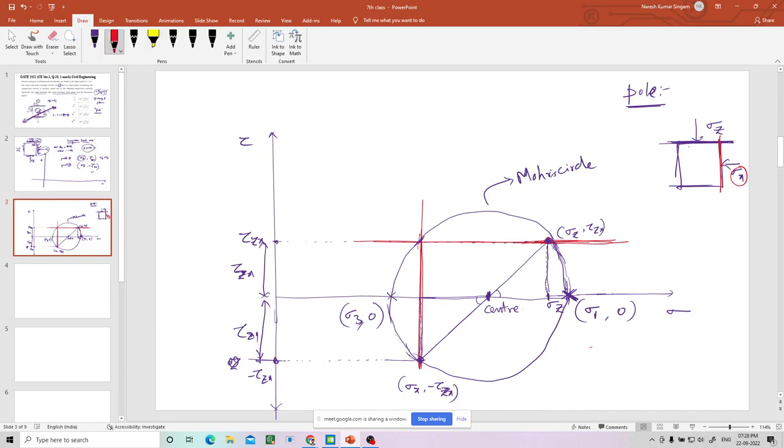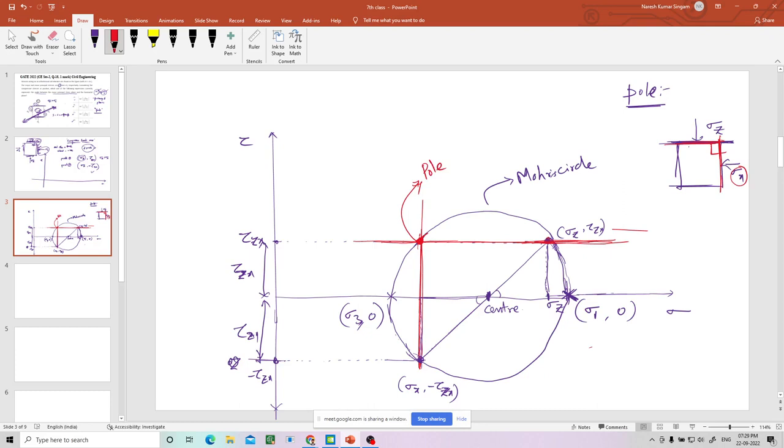Now if you draw these two lines on which these stresses are acting, and these stresses are acting on two perpendicular planes, those two lines will definitely meet on the circle. The intersection point of those two lines which you have just drawn, this is the horizontal line because it is acting on the horizontal plane, and this is the vertical line because it is acting on the vertical plane. The intersection of them is the pole.